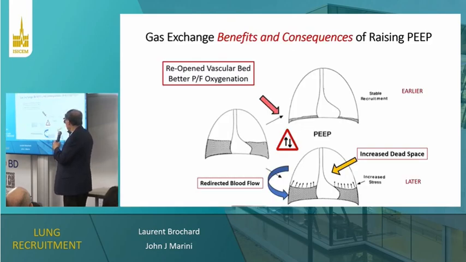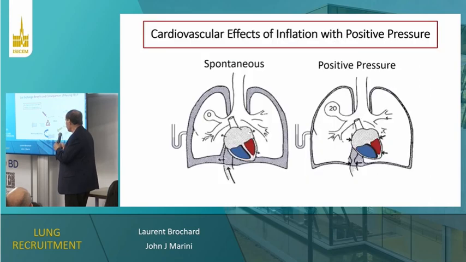If we look at the benefits and consequences of raising PEEP in terms of gas exchange, we reopen a vascular bed. If we recruit, we get better P to F oxygenation, and that's a good thing. If we do not open the lung, we do not recruit, we will get overdistension of lung units that are already open and a redirected blood flow, and those things can increase stress and change the ventilation efficiency of the lung in a negative direction. This is good, this is bad. This is increased dead space, this is less dead space. PEEP has these effects on gas exchange.